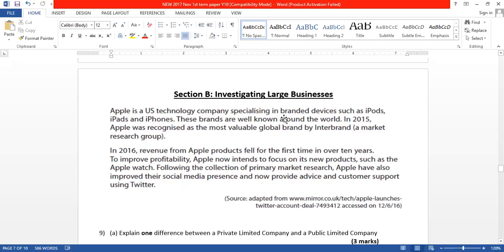So always think that way. I think if you follow this instruction, you can easily go for a good grade, right? Okay, that's the end of the large business paper of 2017 November.